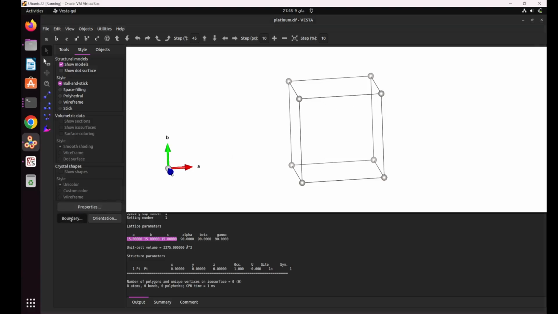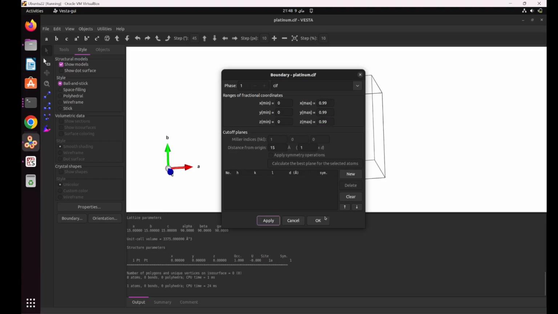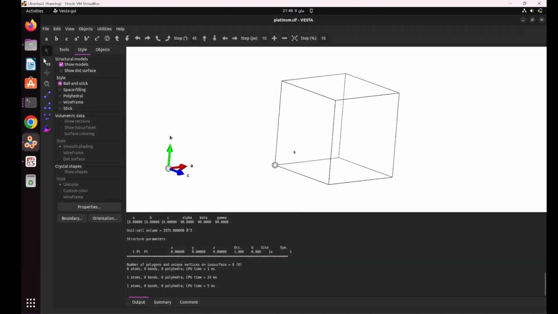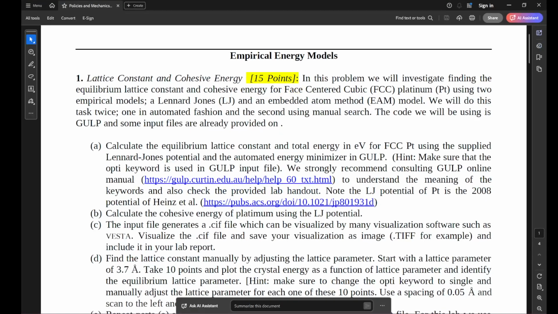If you remember the trick we mentioned last time, if you want to get rid of this, simply make X max, Y max, and Z max something like 0.99 and apply. Okay, and that's where we have a box where a single platinum atom exists and its energy with the Lennard-Jones potential is 0. So we are done with the first 3 parts of this question.